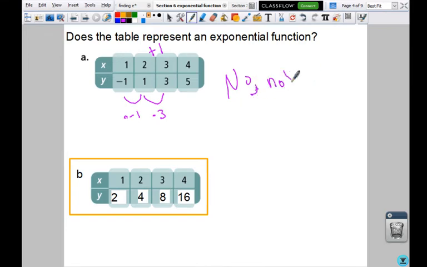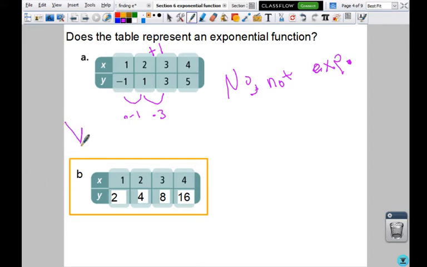And I usually abbreviate exponential as EXP.